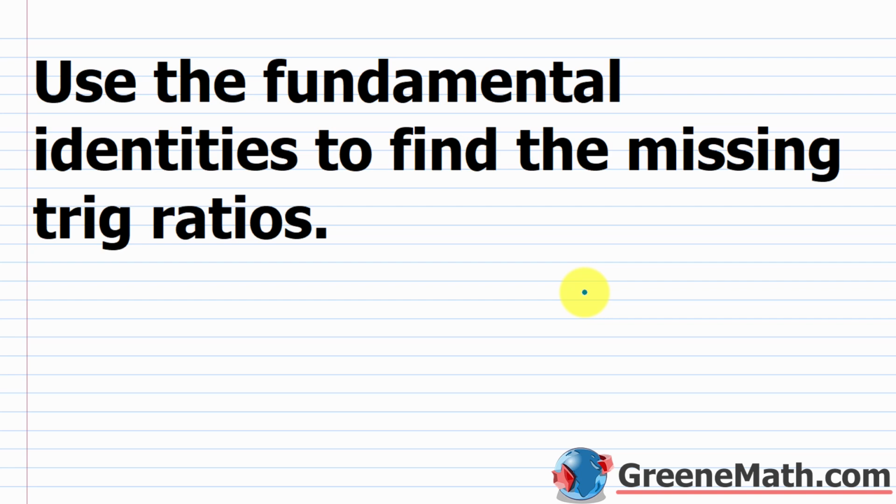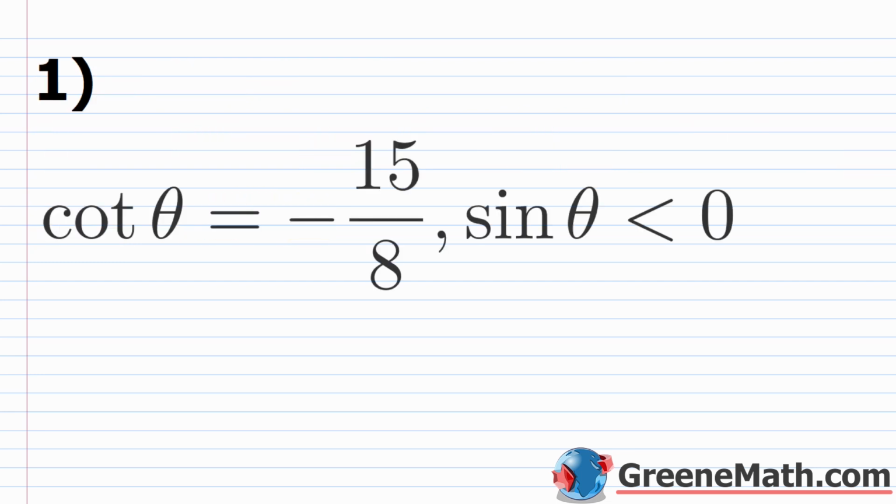All right, let's take a look at the practice test. We want to use the fundamental identities to find the missing trig ratios. And for the first problem, we're going to have that the cotangent of theta is equal to negative 15 over 8, and then the sine of theta is less than 0.